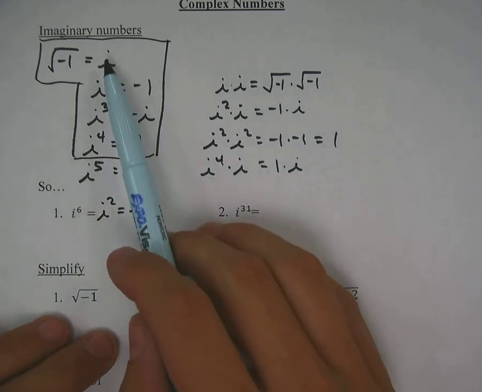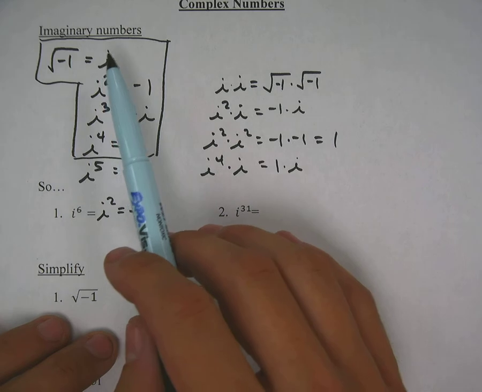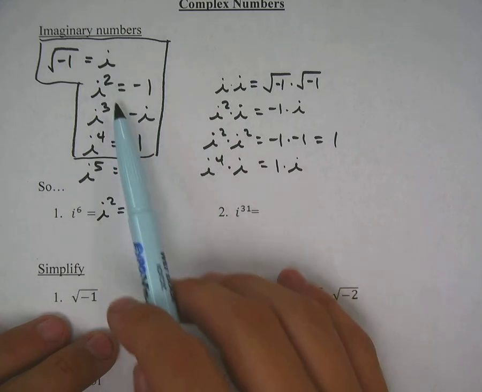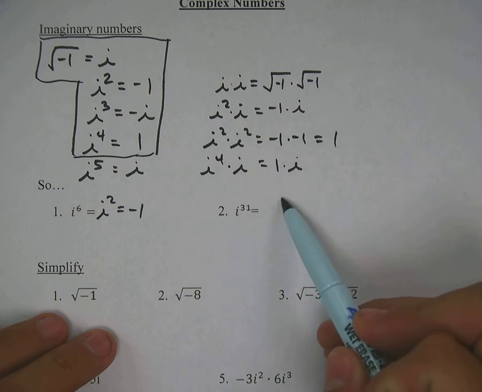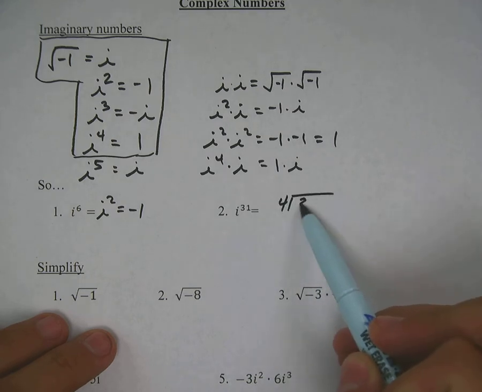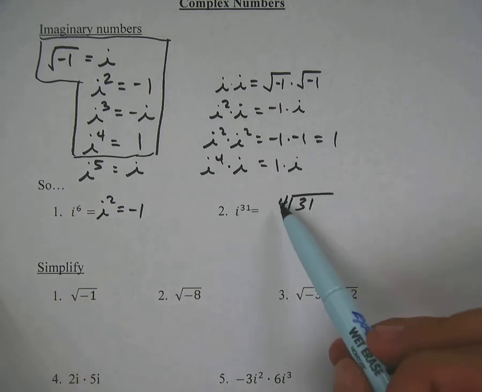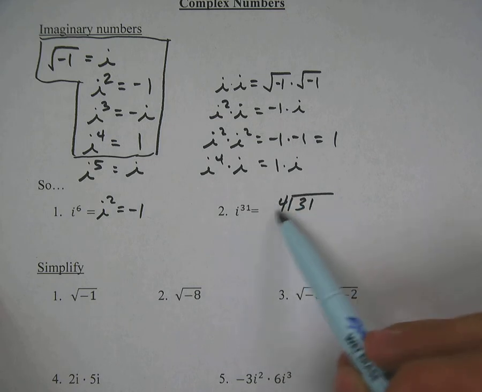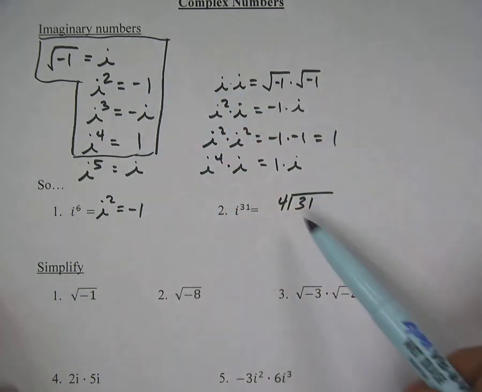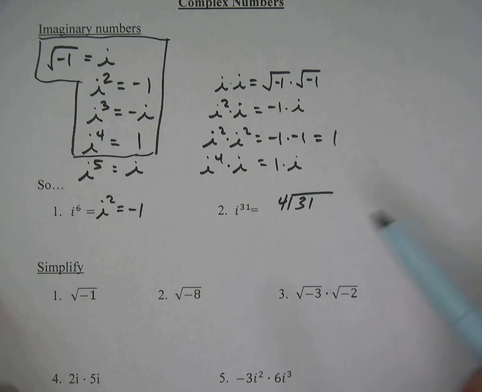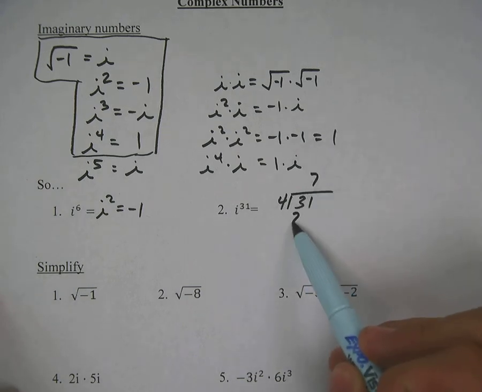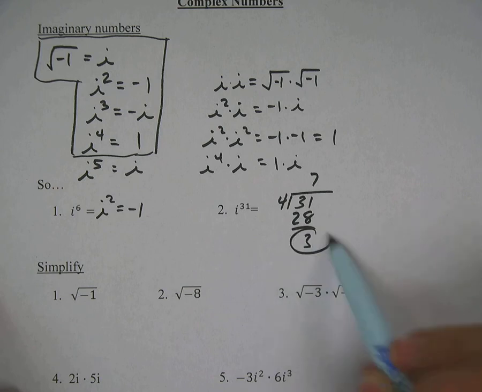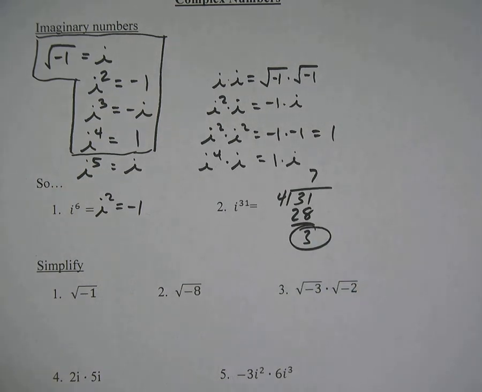Since the pattern occurs in a sequence of 4, 1, 2, 3, 4, then it repeats 1, 2, 3, 4, what you can do is take 4 and divide it into 31. What that's asking is, how many of these 4-step sequences occur in 31? So 4 goes into 31 7 times. And the remainder is what you're concerned with.